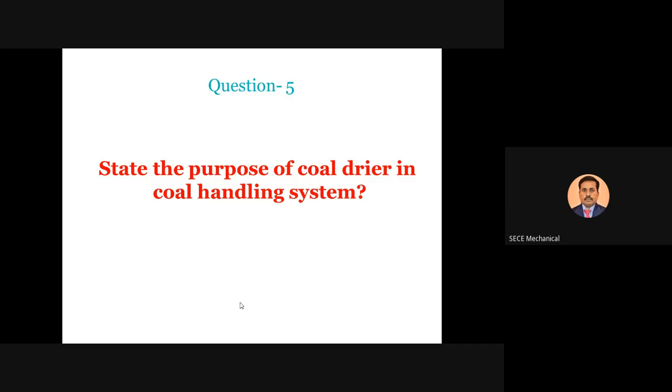Otherwise, if coal is taken directly from the mine and goes to the boiler, it will not burn completely. So what I'm trying to say is, if the moisture content is not removed, the coal will not burn. That is the main purpose of the coal dryer. The coal dryer is used to dry the coal, that means to remove the moisture present in the coal. So this is the main purpose.